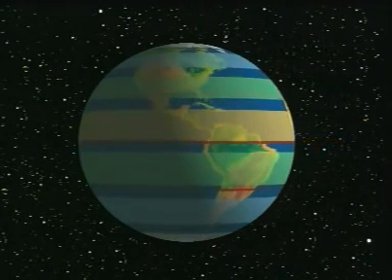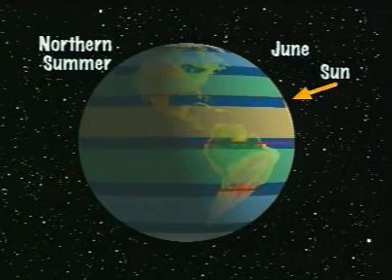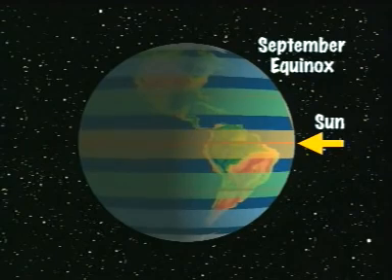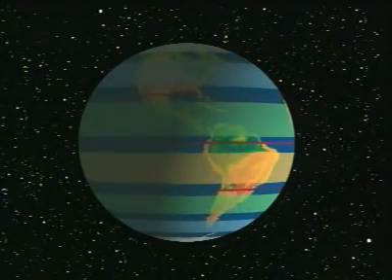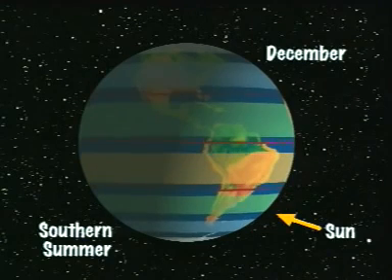The various pressure belts stay aligned with the Sun as the Earth orbits. To us on the surface, the pressure belts appear to move north and south seasonally.